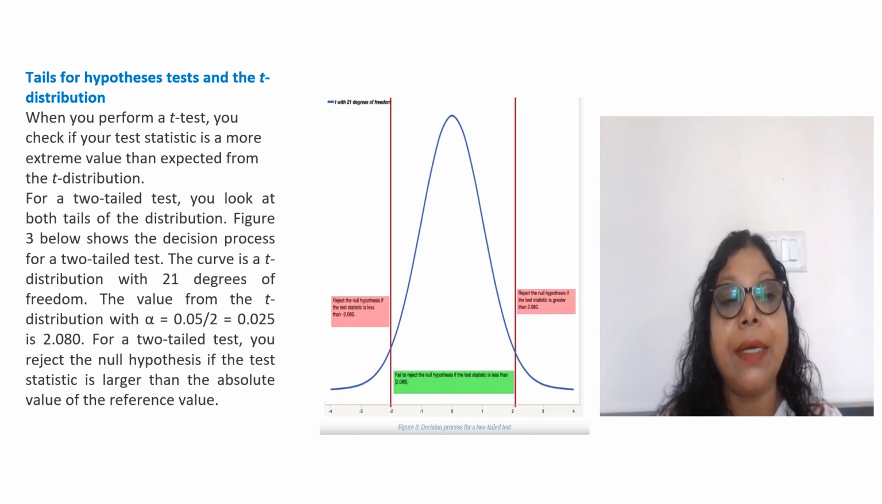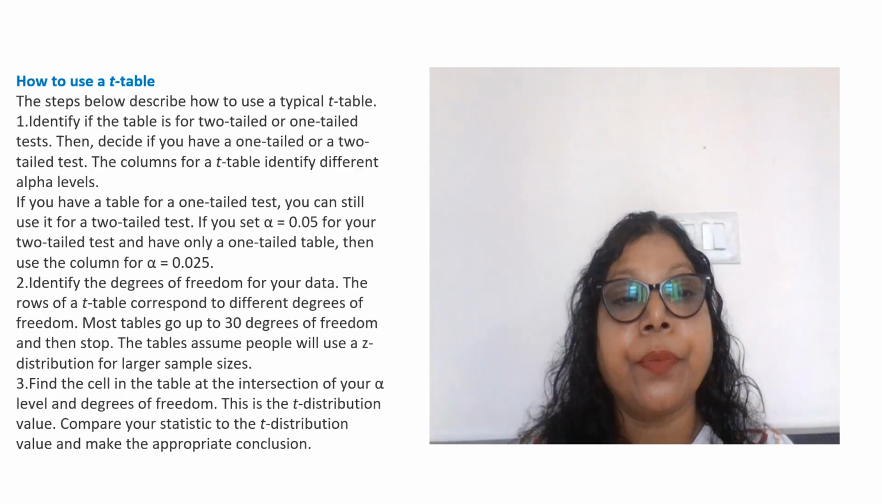For a two-tailed test, we reject the null hypothesis if the absolute value of the test statistic is larger than the reference value. If the test statistic is either in the lower tail or in the upper tail, we reject the null hypothesis. If the test statistic is within the two reference lines, then we fail to reject the null hypothesis.